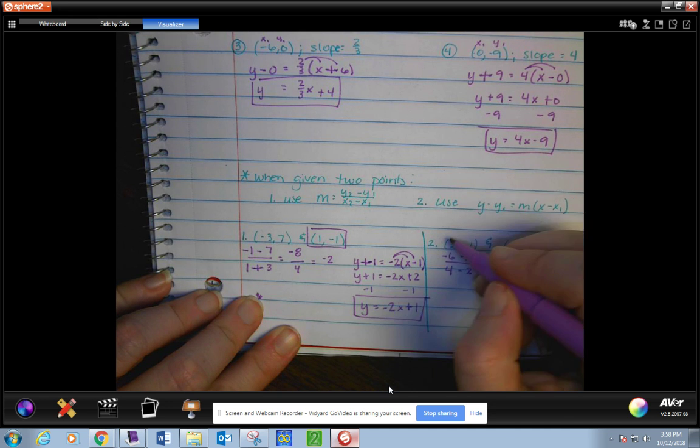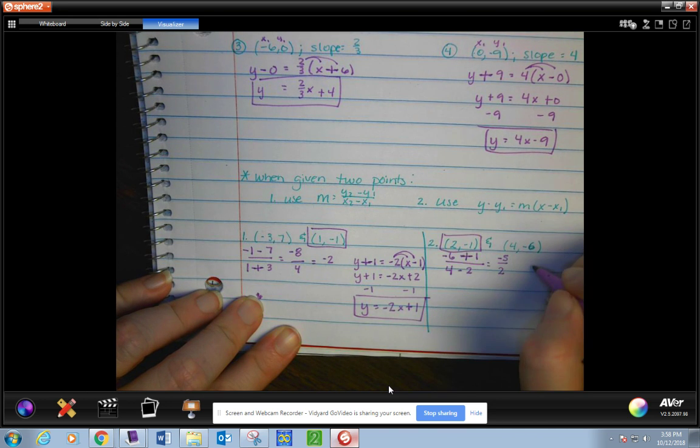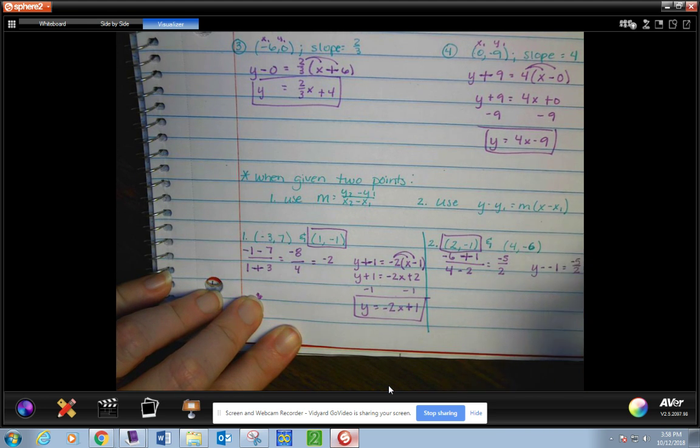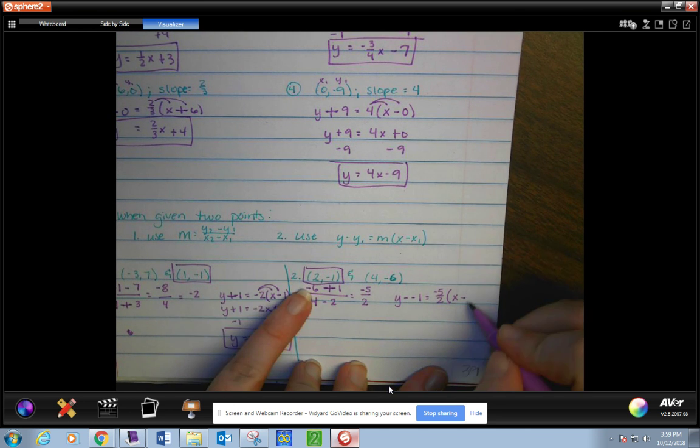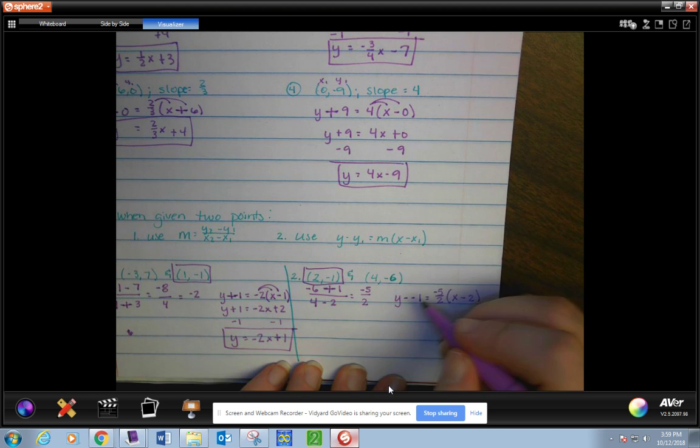Now pick your smaller point. This is my smaller point. So I'm going to do y minus -1 equals -5 over 2 times x minus 2. Okay, changing my double negative and distributing.